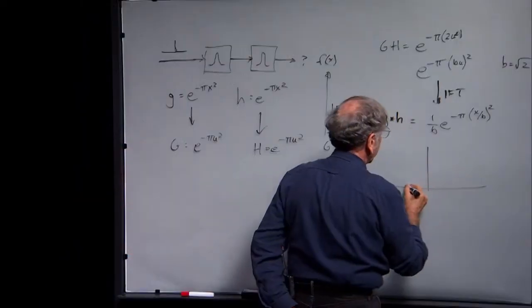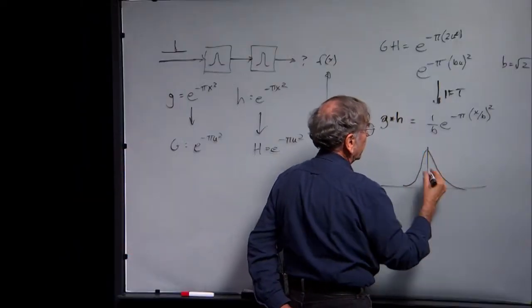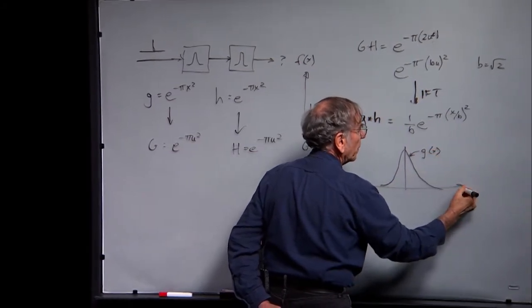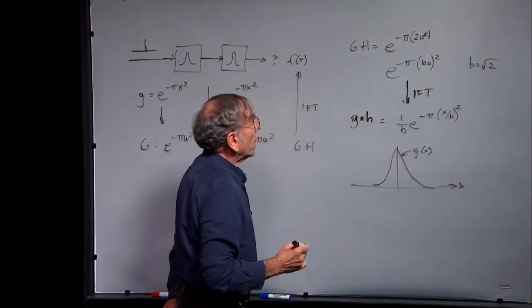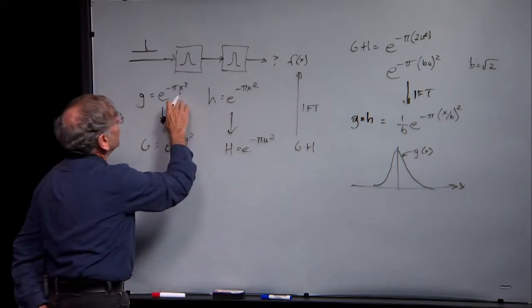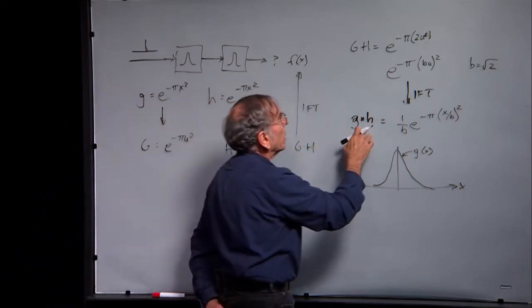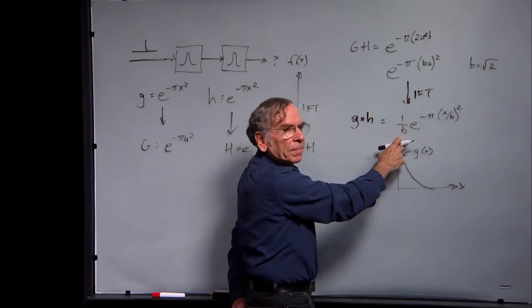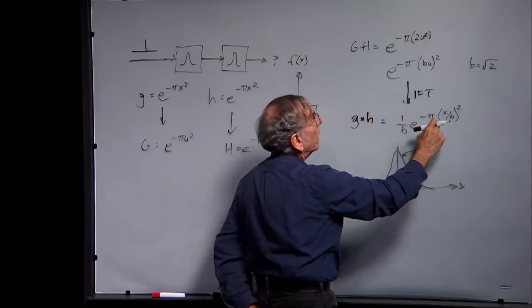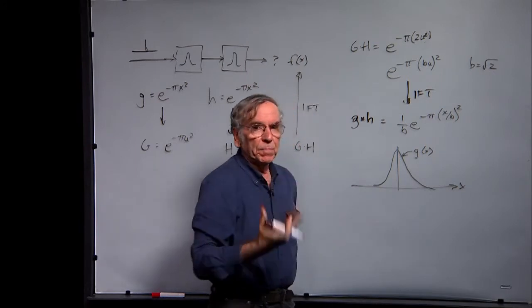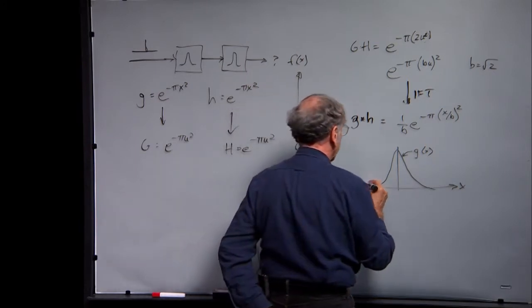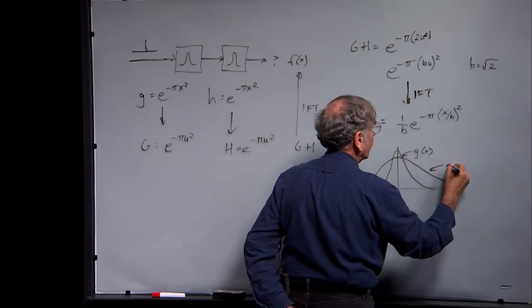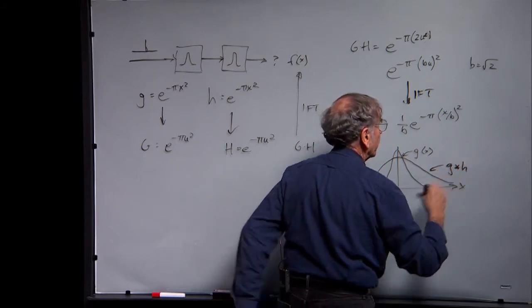So here's one of my Gaussians that I started with. Let's say that this is g of x, and it's just e to the minus pi x squared. The g star h is a little bit smaller. It's smaller by a factor of the square root of 2. And it's broader. It's broader by the factor of the square root of 2. So it's going to look like this. So here's g star h.